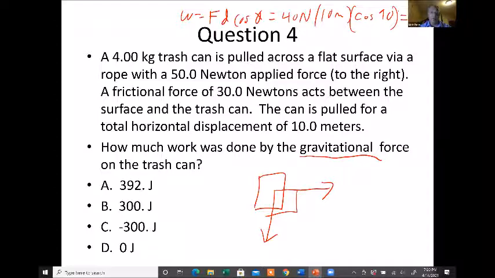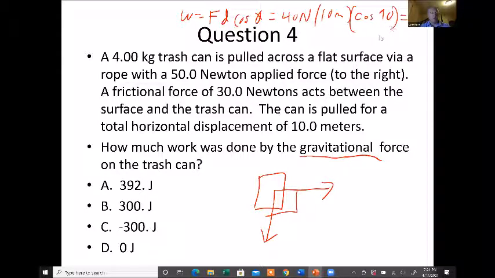Because remember, work is only done if there's a component of the force that acts in the same direction as the motion. And in this case, there's no component of the gravitational force that acts horizontally. Therefore, that gravitational force does no work.